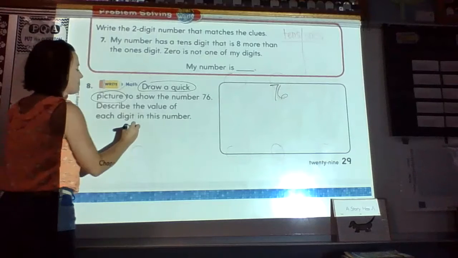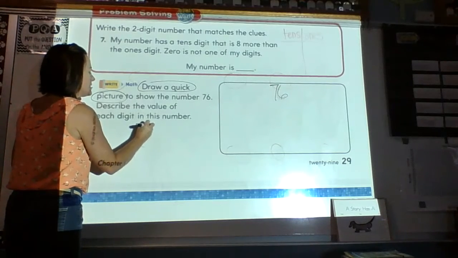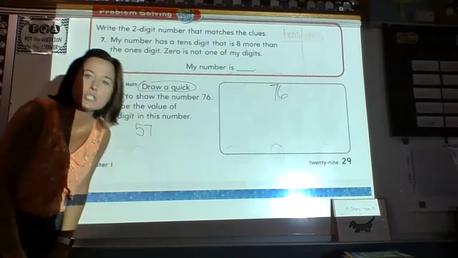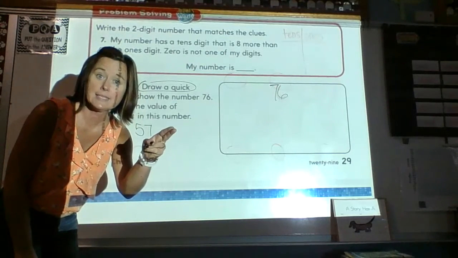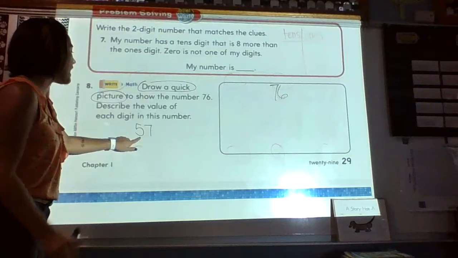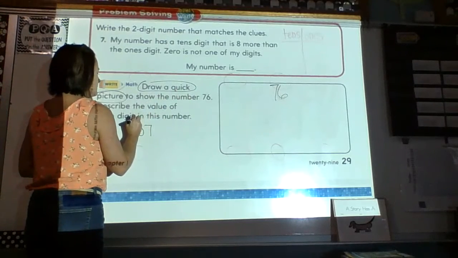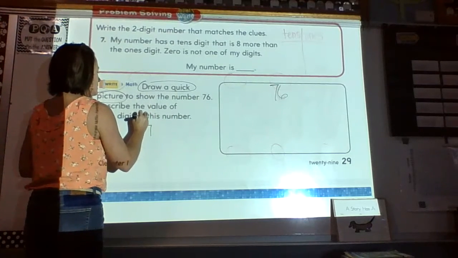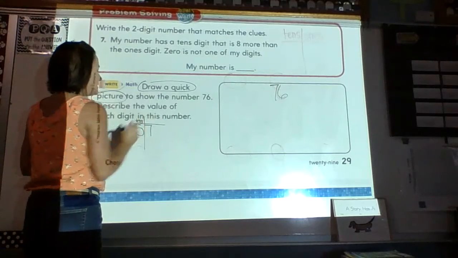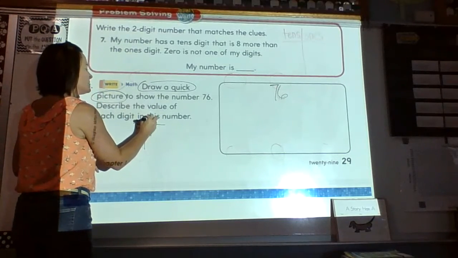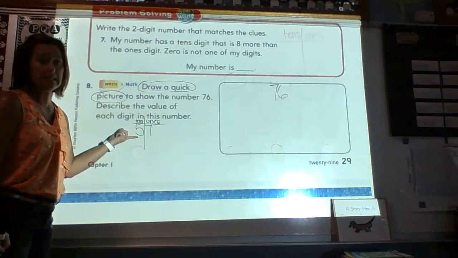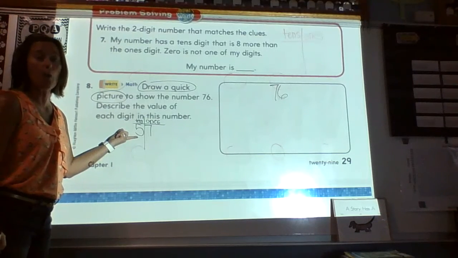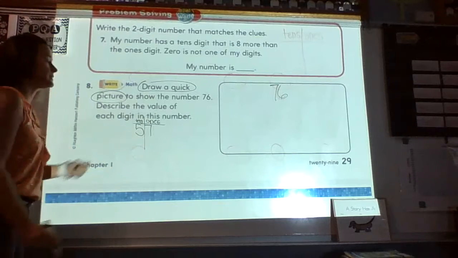I'm going to pretend like my number is 57. How am I going to show that? How am I going to draw that? Rods and singles. I know that the 5 is in what place? Tens. The tens place, and I know the 7 is in the ones place. So that 5 means 50, and I'm going to show 50 with rods.